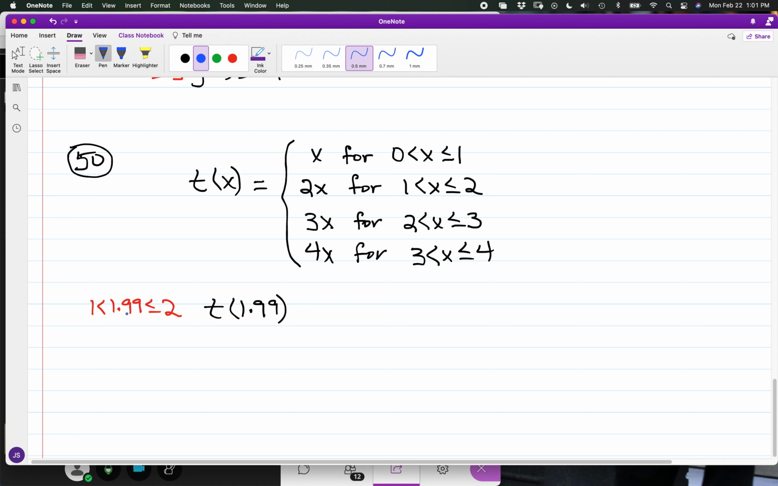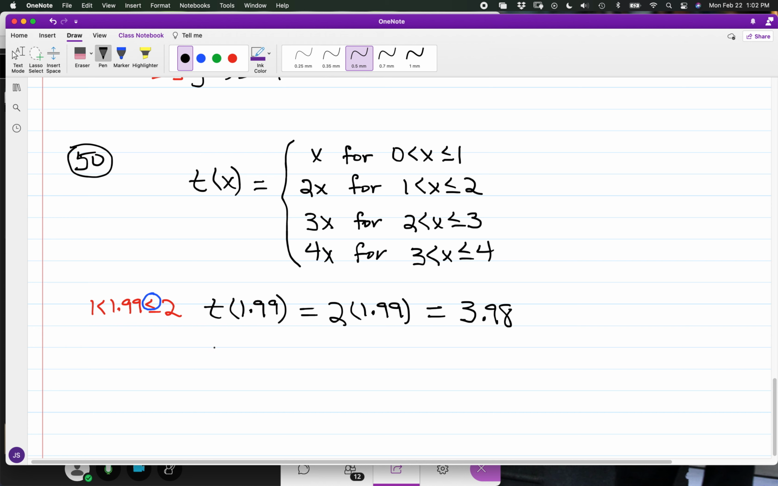Okay, so 1 is less than 1.99, and in turn 1.99 is less than 2. So we're going to apply the 2x portion, and with x at 1.99, for 2 times 1.99, the output is equal to 3.98.